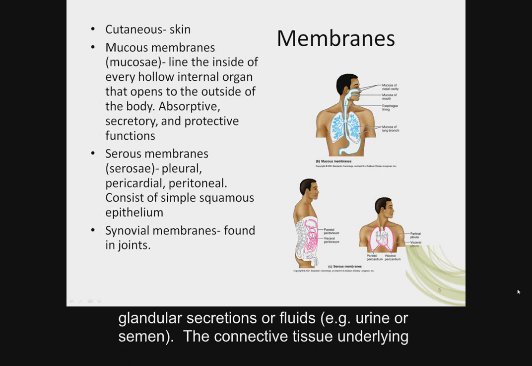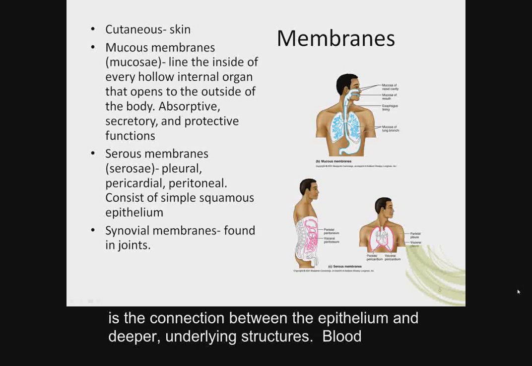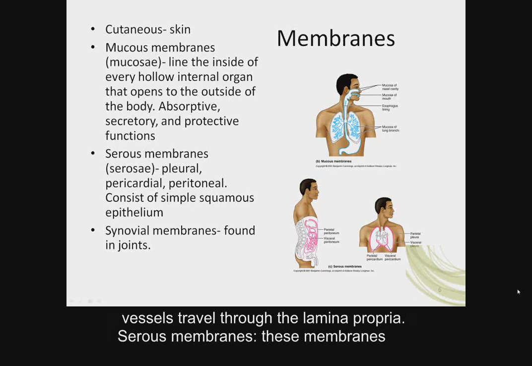The connective tissue underlying the epithelium is an areolar type and is called the lamina propria. The lamina propria is the connection between the epithelium and deeper underlying structures. Blood vessels travel through the lamina propria.